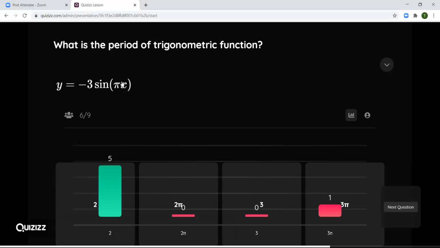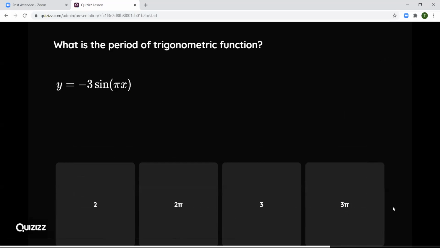As we have seen in the example of tan, the actual period of the trigonometric function tan is pi. There it was tan 4x. So if you divide pi by 4, you get pi by 4 as the period of that particular function. So by this, you can find the period. First you have to see what is the actual function's period, then divide by whatever is in multiplication with x. So next question.